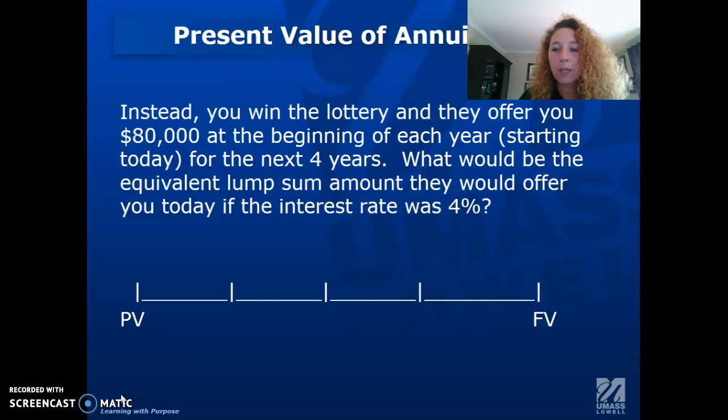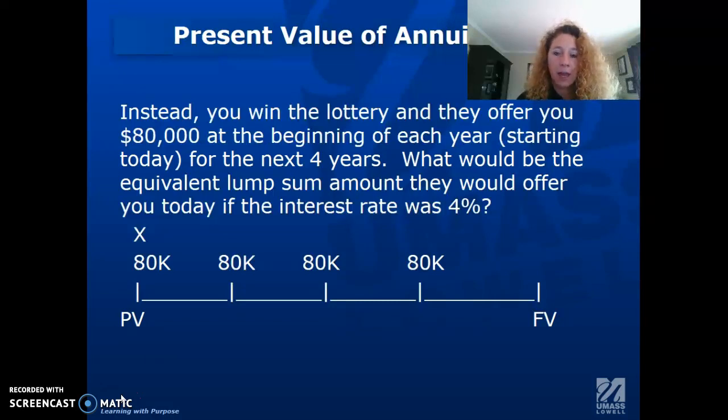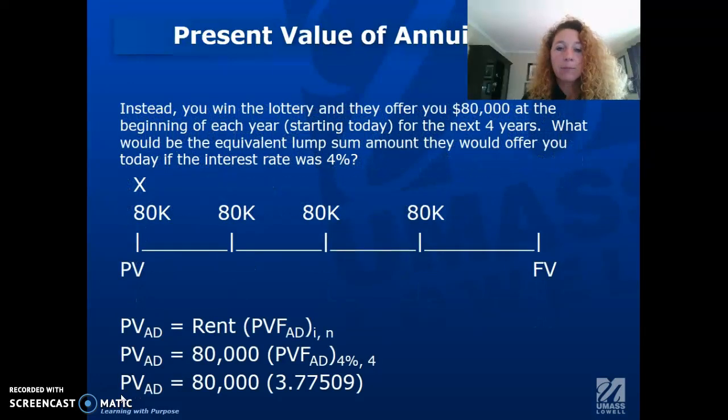So pause the video because I'm going to give the answer now. Okay? So in this case, the present value is the X, and we have our cash flows of $80,000 starting today, right? You can see that it looks different than the ordinary annuity one. And there's our formula and our answer, right?